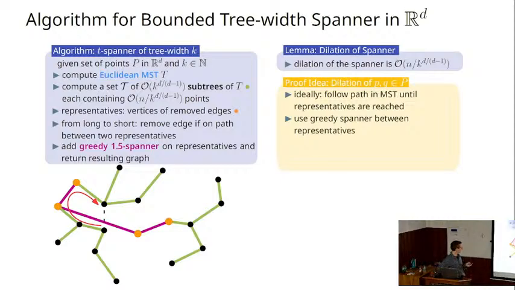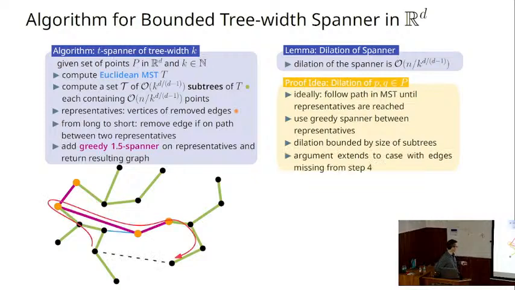The only problem here is that the spanning trees, I mean, we removed extra edges. So here, for instance, this edge might be missing, so I cannot go to this representative, but then I can reroute this path to another representative. And essentially the dilation is bounded by the size of those trees, and that exactly fits.